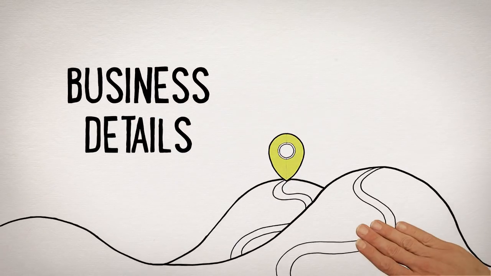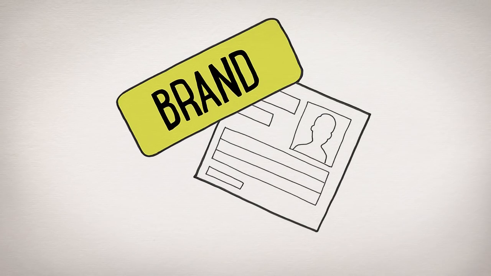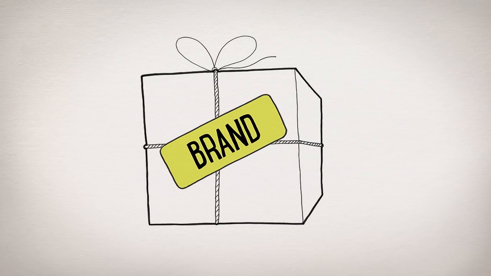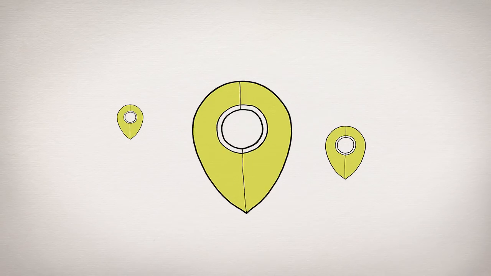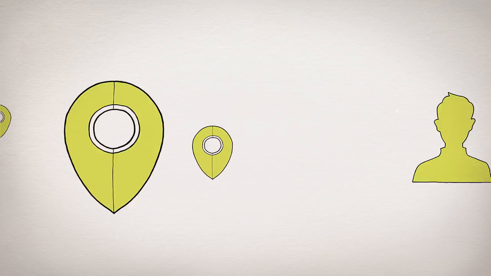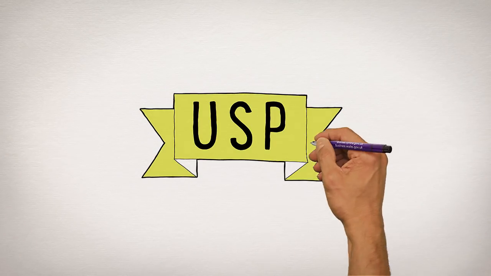So start with your business details. Provide a short description of who you are, what you plan to sell, why and to whom. Include the location of your business, identify key employees, and any other qualities that make your business stand out.